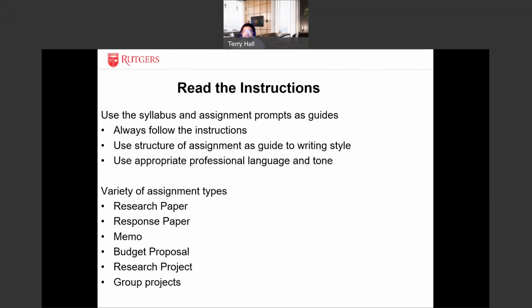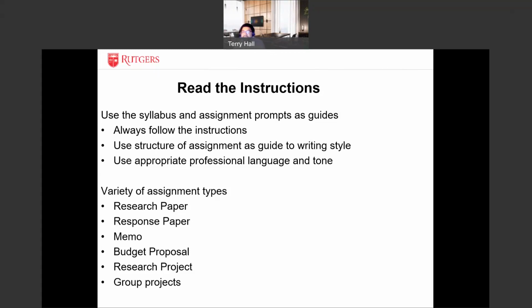To begin, always read the instructions. Use the syllabus and assignment prompts as guides when writing papers or doing projects. Always follow the instructions, use structure and the assignment itself as a guide to developing your writing style. Use appropriate professional language and also the appropriate tone for the assignment at hand.